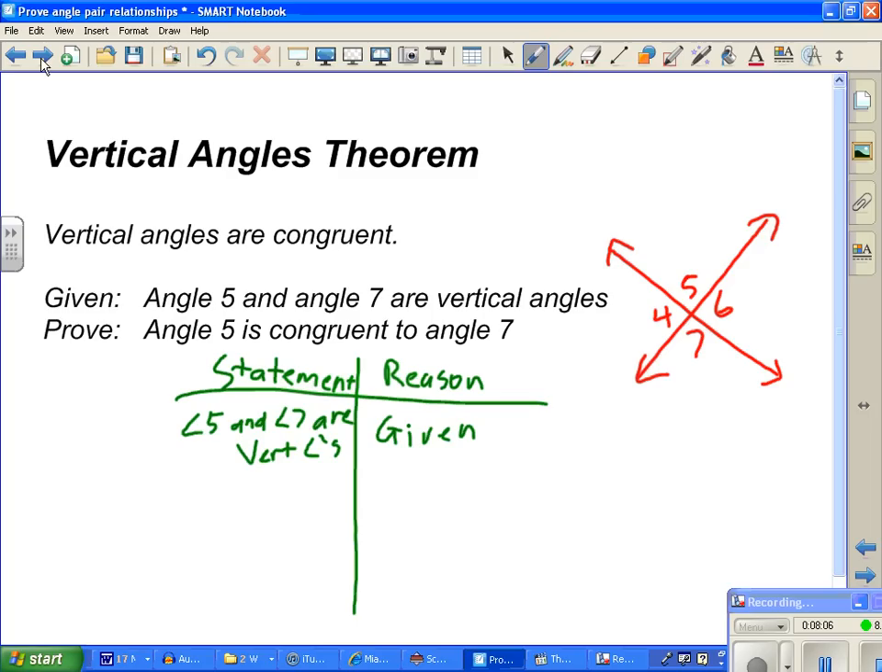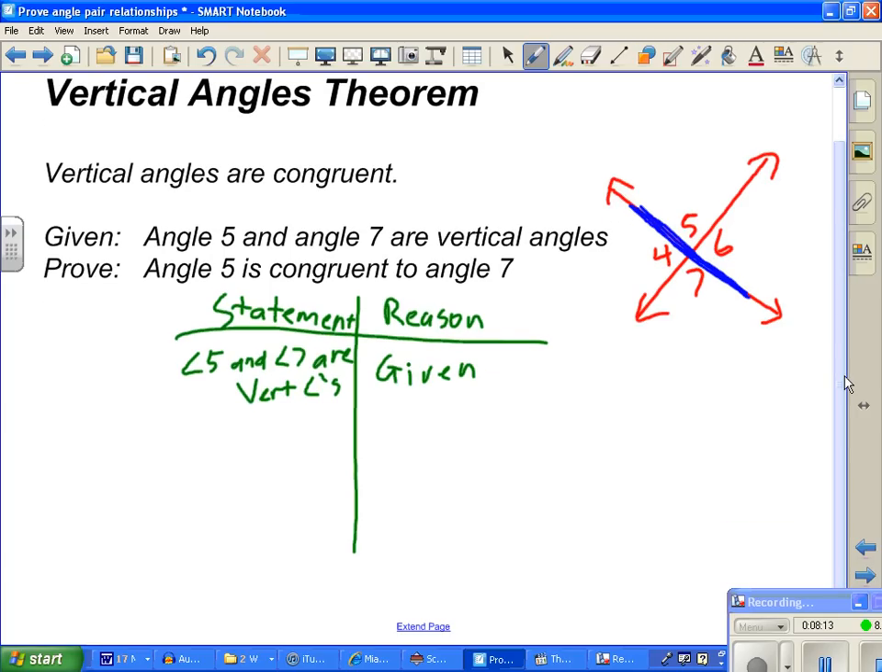Well, don't 5 and 6 form a linear pair up here? So can't I say that angle 5 plus angle 6 equals 180 degrees, because postulate 12, that's the one we just did. Any linear pair adds up to 180 degrees. So postulate 12.